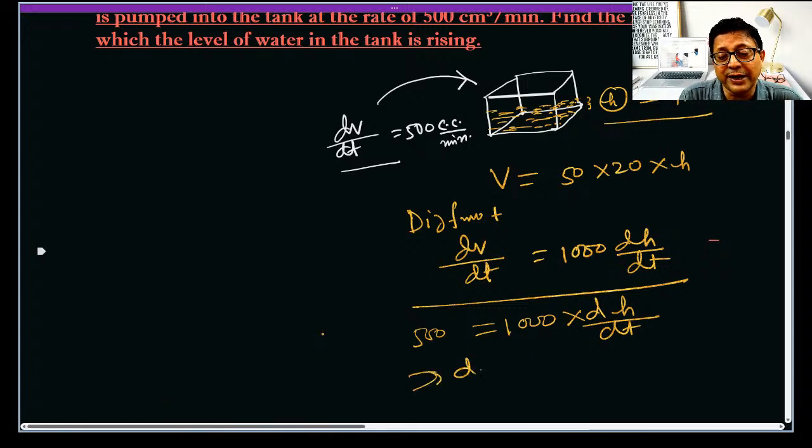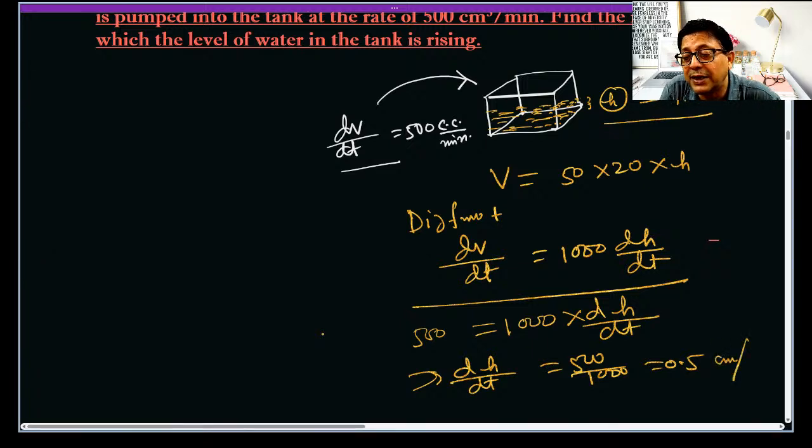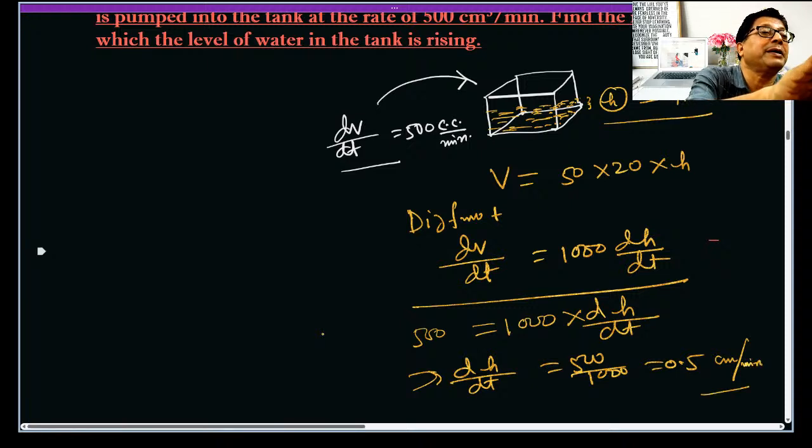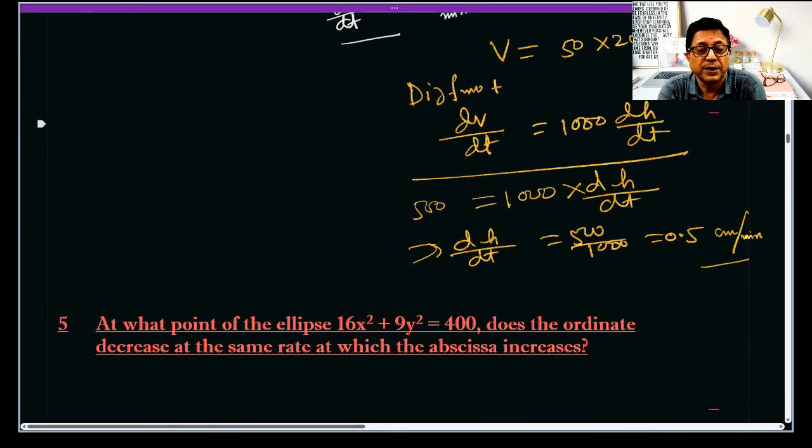So this implies dh by dt equals 500 by 1000, which is 0.5 centimeter per minute. Please take care of the unit because they have given per minute, so the height rate also will be per minute. At this rate, the height of water is increasing.